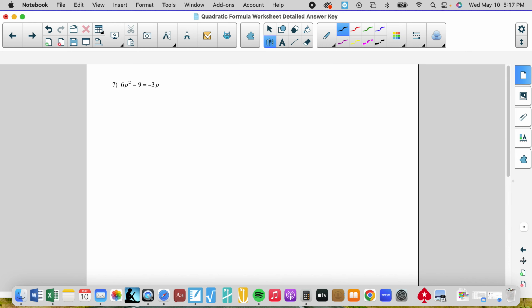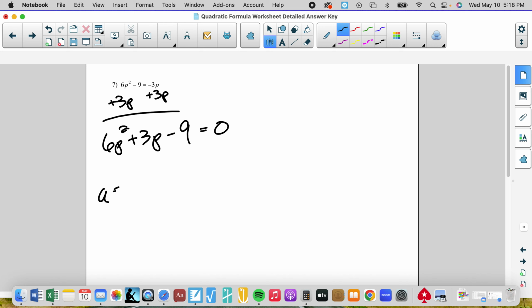Number 7. All right, there's my p squared. It's my biggest exponent, variable with the exponent. So we're going to move everything else over. So we're going to get rid of that negative 3p by adding 3p. 6p squared does not combine with 3p because they are unlike terms. And I'm going to write it in standard form, p squared, p, and then no variable, the constant. And now I can pull out my a, my b, and my c.